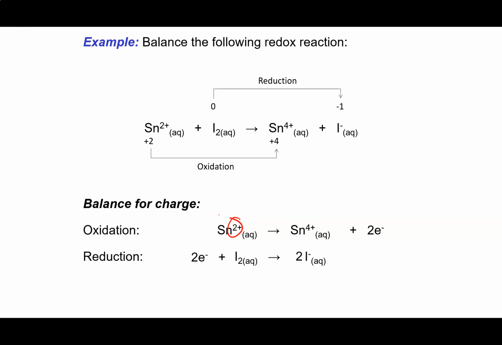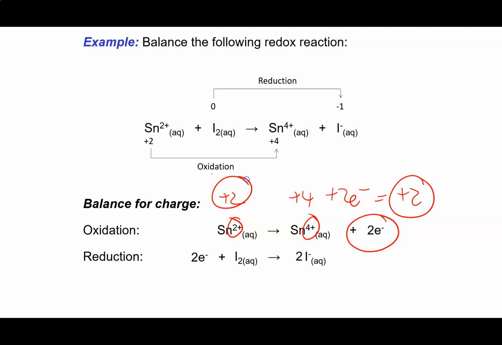The top one here, the oxidation half reaction, 2 plus on the left, total charge of 4 plus on the right, so that tells us electrons are going to go on the right hand side. We've got to add in 2 electrons, so plus 4 plus 2 electrons is going to give me plus 2. I've got the same charge on both sides.